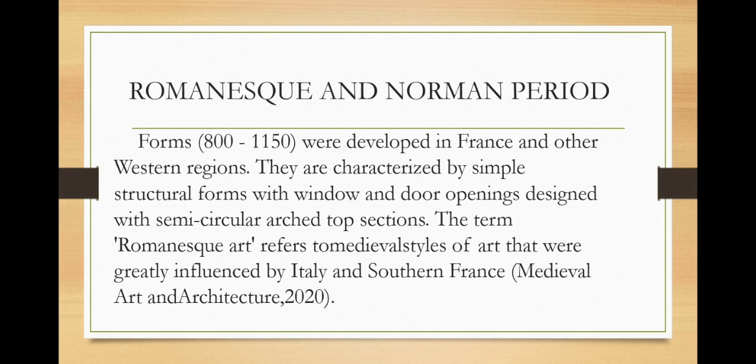So in this period, from 800 to 1150, these styles were developed in France and other Western regions. They are characterized by simple structural form with window and door opening design with similar circular arc top sections. The term Romanesque refers to medieval styles of art that were greatly influenced by Italy and southern France.